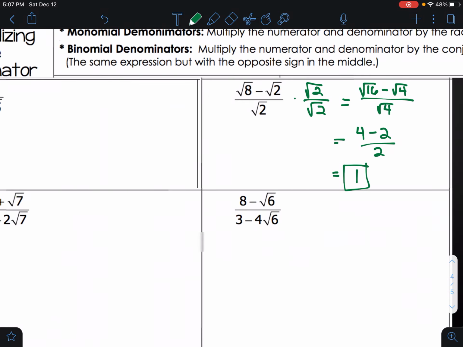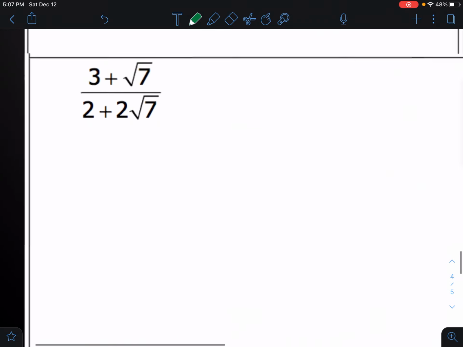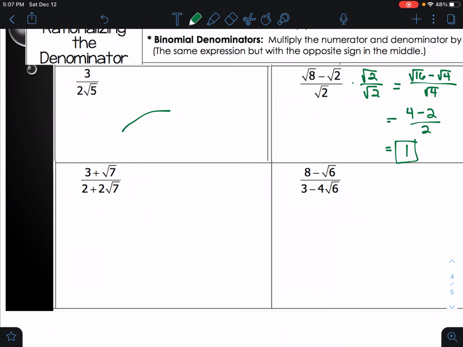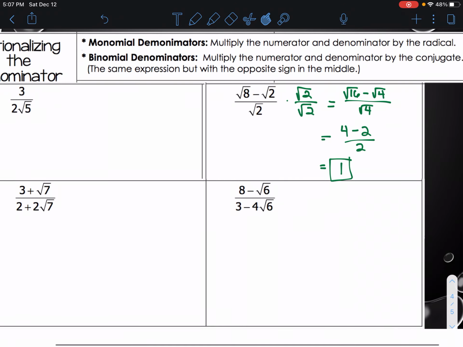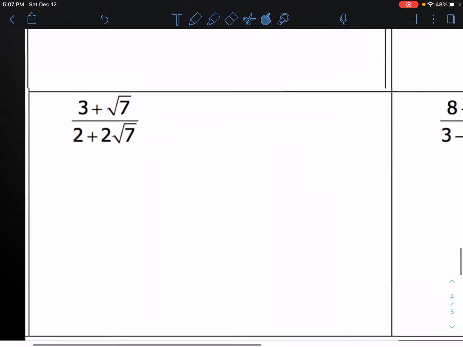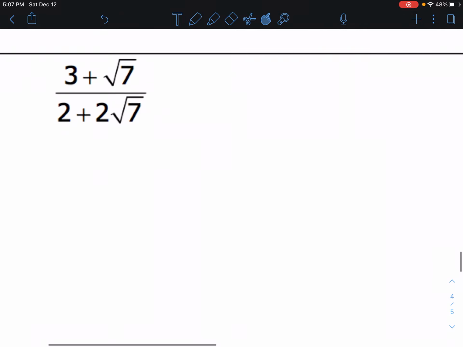Crazy. Okay, now, if you have a binomial, so notice here at the top, it says multiply the numerator and the denominator by the conjugate, which is the same expression but with the opposite sign in the middle. So its conjugate, they always go together, and we'll learn more about that as we get into polynomials. But what we want to do is look at this now and say, all right, well, I can't do anything more here.